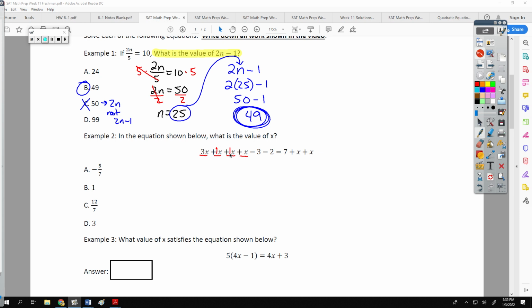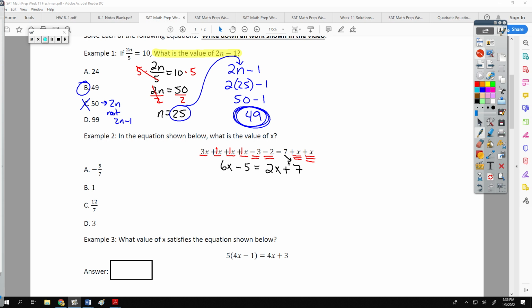So we have 3 plus 1 plus 1 plus 1x, which would be a total of 6x. 3 plus 1 plus 1 is 6. And then we have minus 3 minus 2, which when combined would be minus 5, equals, on the other side of the equation, 7 is a singular thing, but we have a pair of x's that can be added together, which would give us 2x plus, don't forget the 7. The 7 still has to be there.